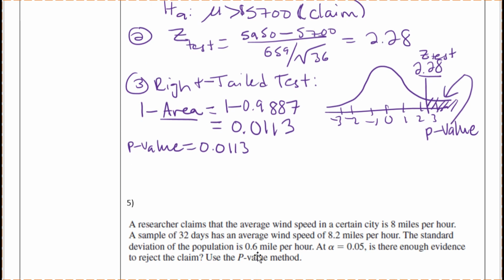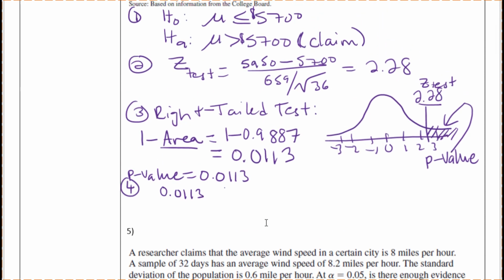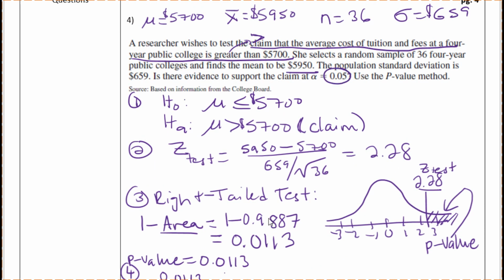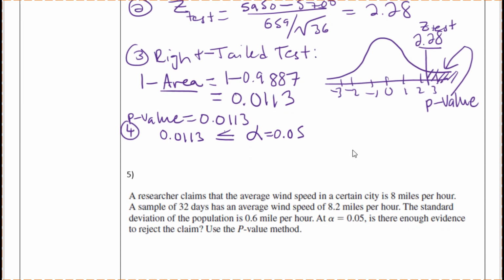Now that we've got our p-value, we can compare that to my alpha. The p-value, which is 0.0113, is greater than or less than alpha? Well, the alpha is 0.05. So this is less than alpha, and alpha is 0.05, which means that we reject the null hypothesis. That's all you've got to do. You don't even have to label anything on here except for the p-value and the z-test. You just have to compare it to alpha.